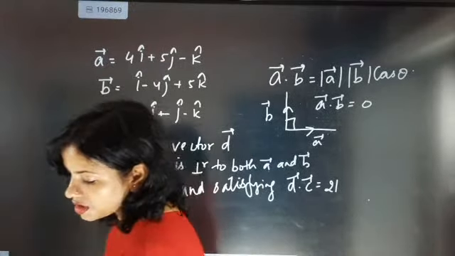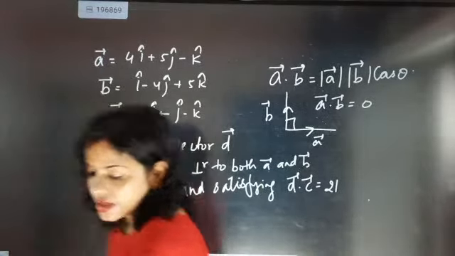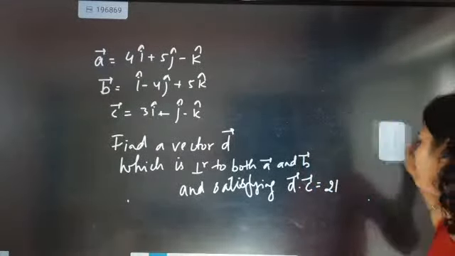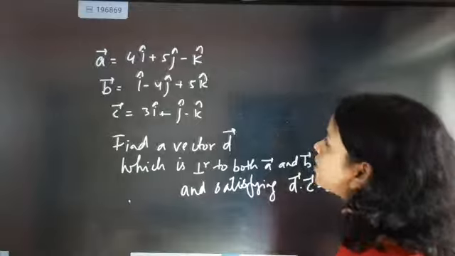Understood now? What is the answer, Mahesh? Anyone got the answer? So now beta, they are telling that two vectors are there and they are perpendicular to each other. Now how to solve this question?